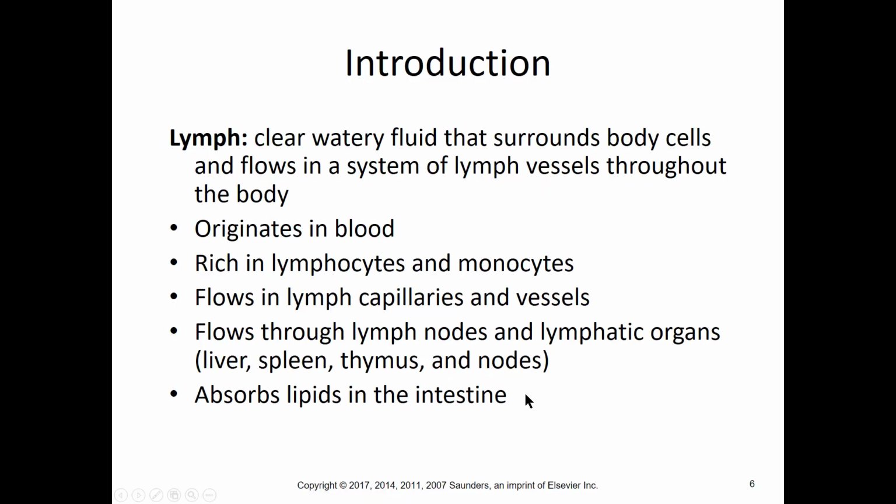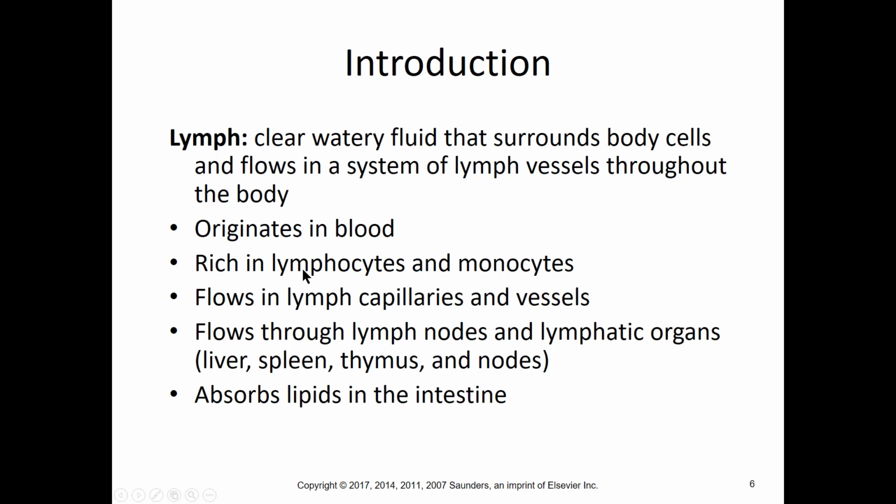Hello everyone, we're going to be talking today about the lymphatic system, immune system, in chapter 14 in Chabner. So we'll start with what is lymph. Lymph actually is a clear watery fluid that surrounds body cells and flows in a system of lymph vessels throughout the body. And you'll see that it's all explained in the YouTube videos. It originates in the blood, yes.